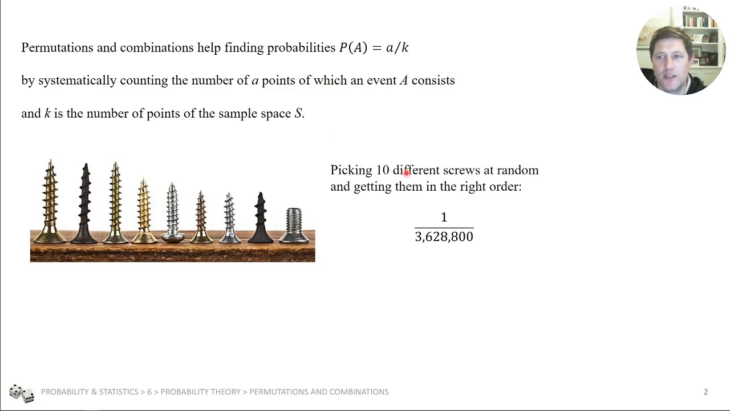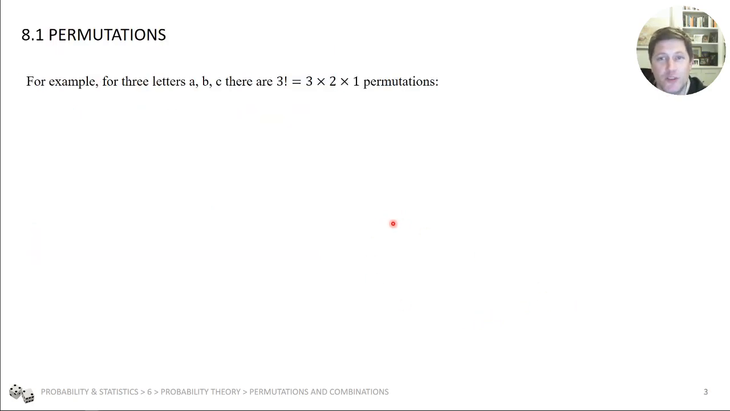Well, we'll find that with 10 different screws, pulling them out in any one particular order, there are 3,628,800 ways of doing it. And so if you wanted to achieve one of those particular orders, then your probability of getting that randomly is 1 in 3,628,800. Not much chance. But that's a big number. So how can we work out what these are? They're too big to count out individually. So let's have a look.